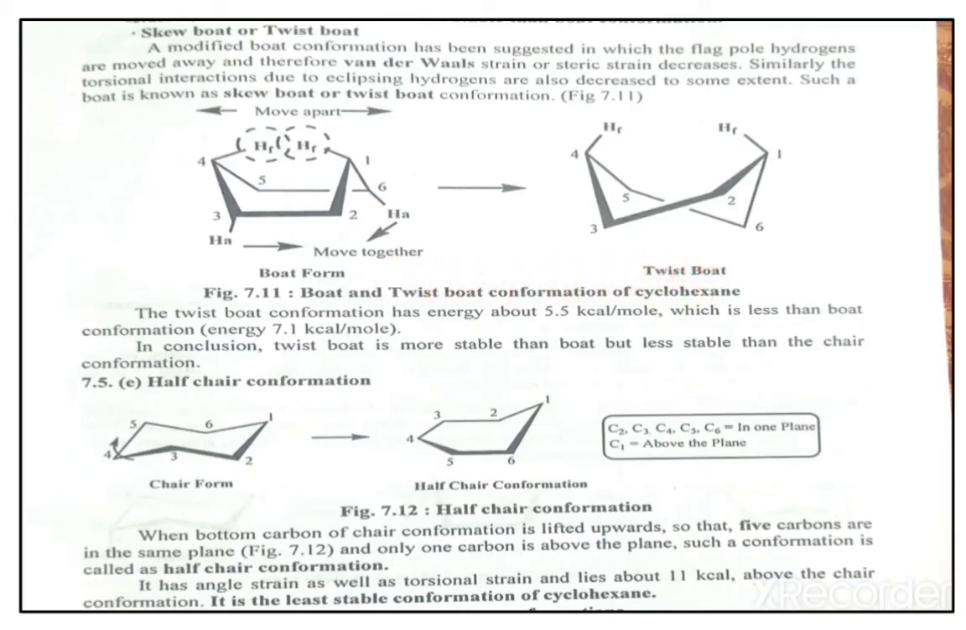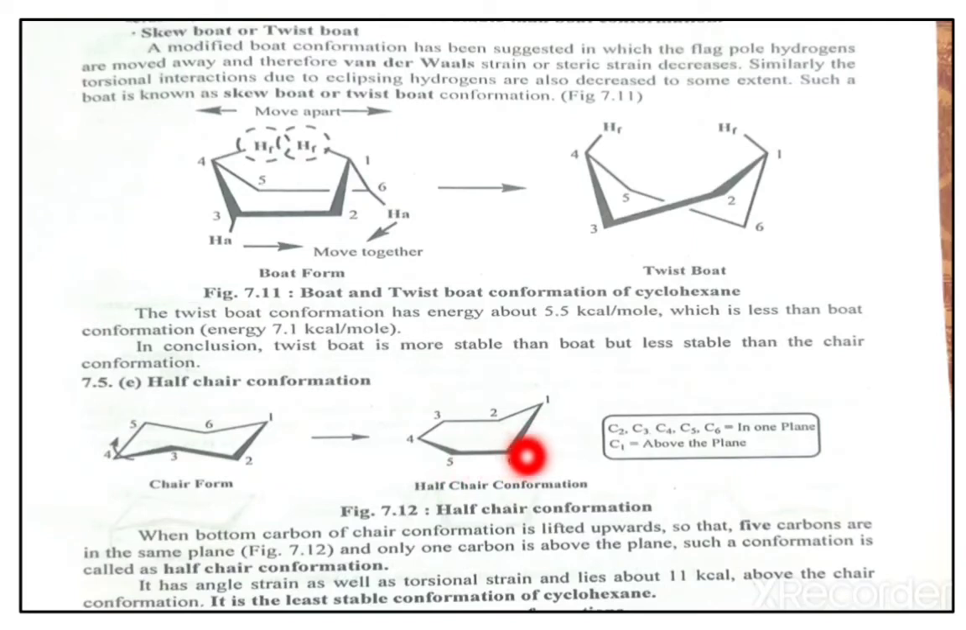Okay. Now then the half chair conformation. We will draw the half chair conformation. This is the chair form, and we draw it this way and give numbering 1, 2, 3, 4, 5, 6. Now this carbon is stretched in this way, from the upper side, and here we get the half chair conformation, and in the half chair conformation we give numbering 1, 2, 3, 4, 5, 6.